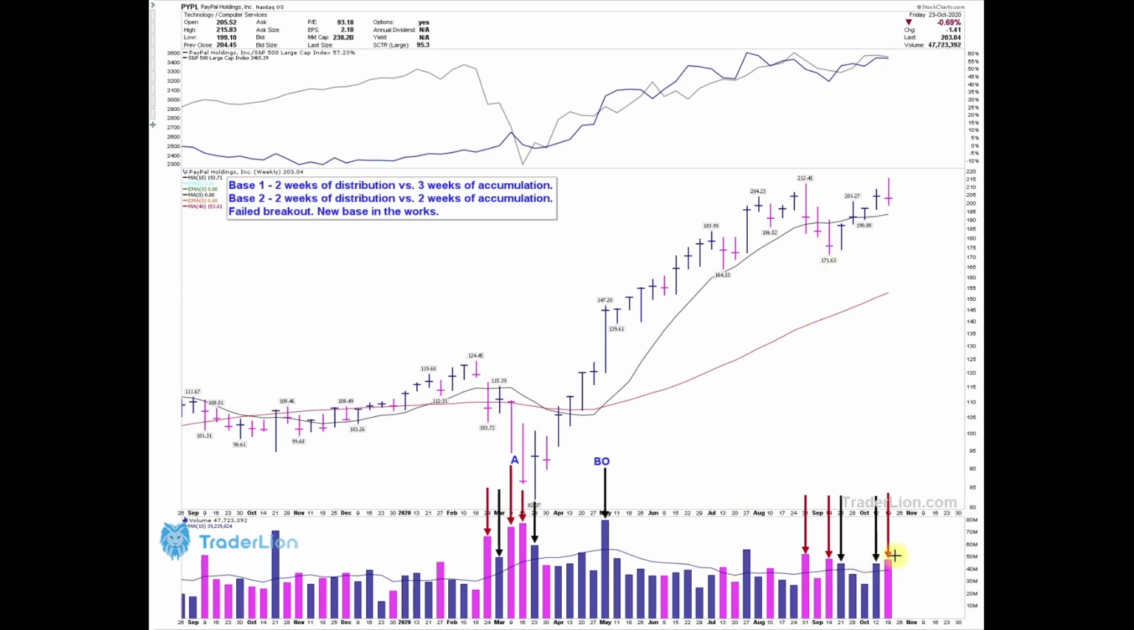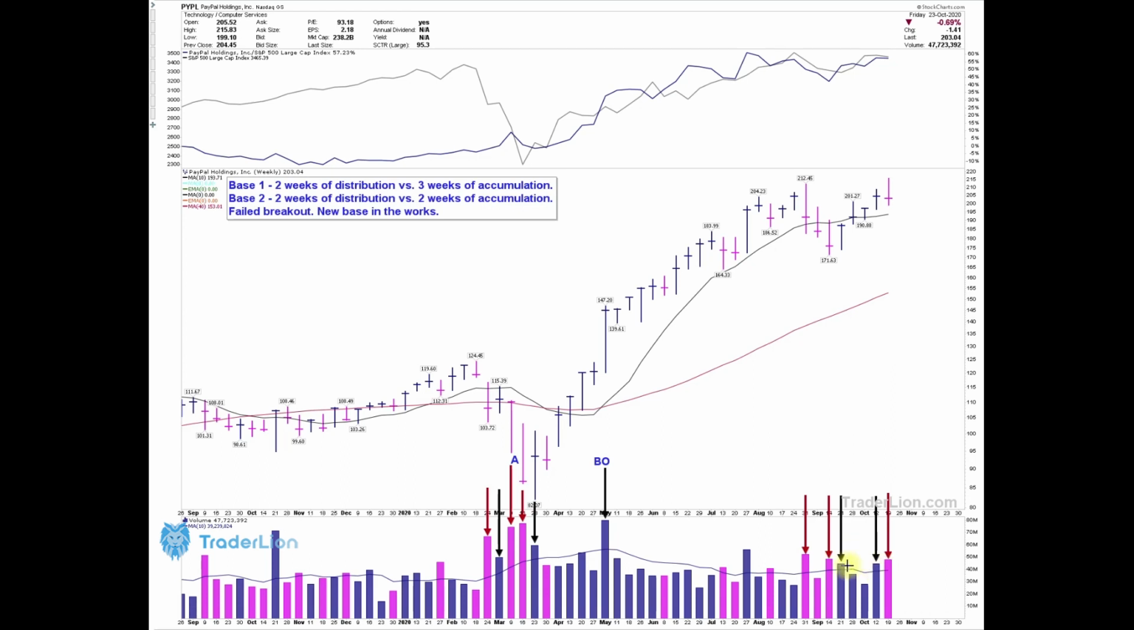Then we'll get to this. This is actually the breakout and the beginning of its new base. So this counts for the base that is potentially forming. So here we've got our 2 weeks of distribution and our 2 weeks of accumulation.